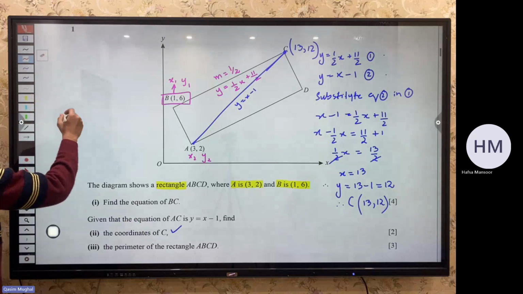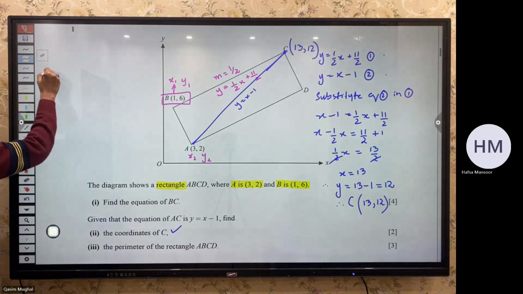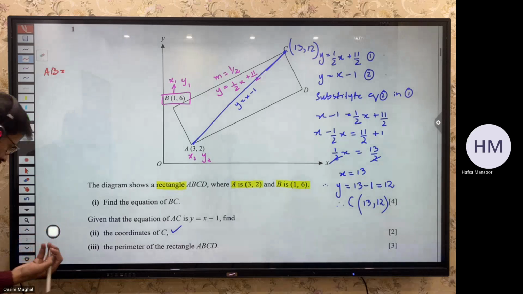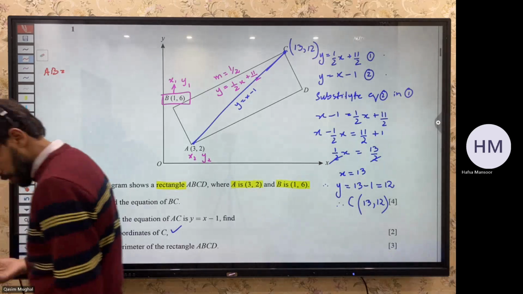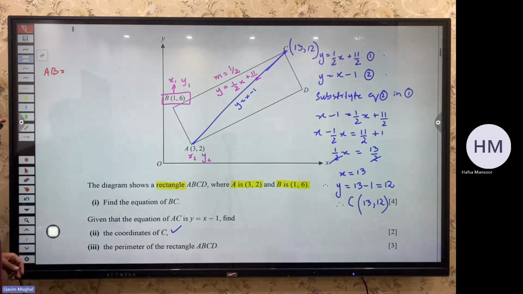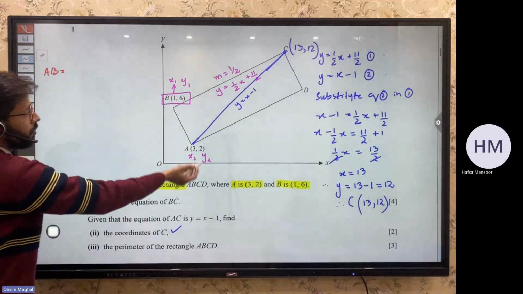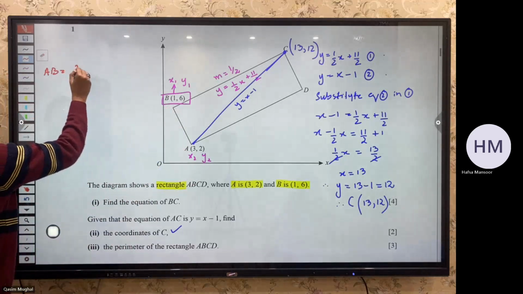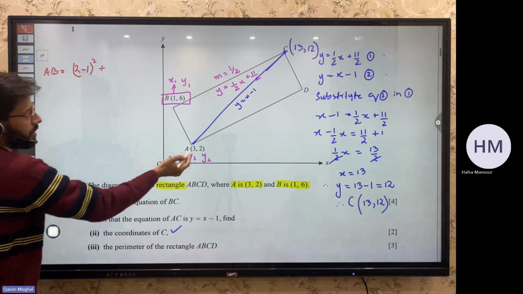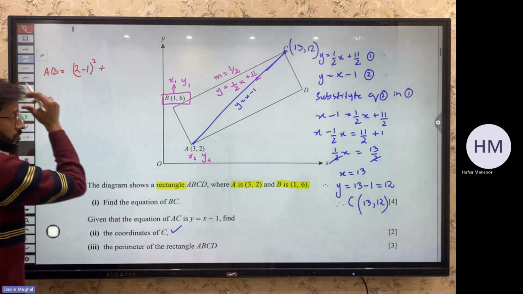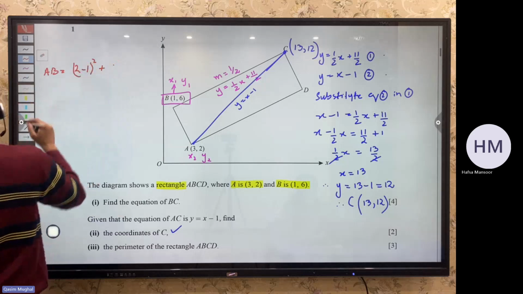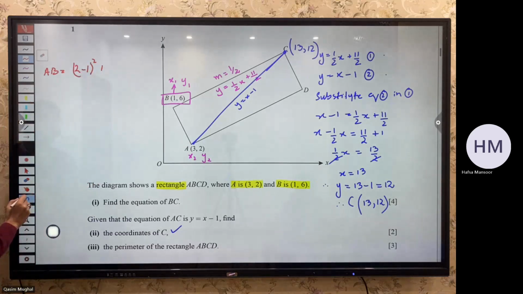Okay, so distance AB would be y2 minus y1 whole squared, so 2 minus 1 whole squared, plus x2 minus x1 whole squared. Sorry, it was 2 minus, not 1.